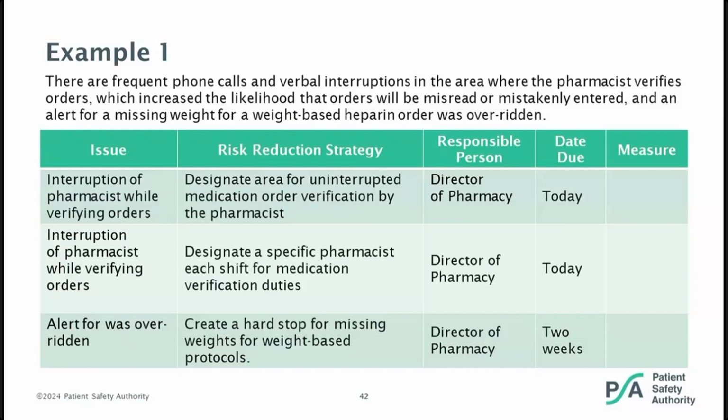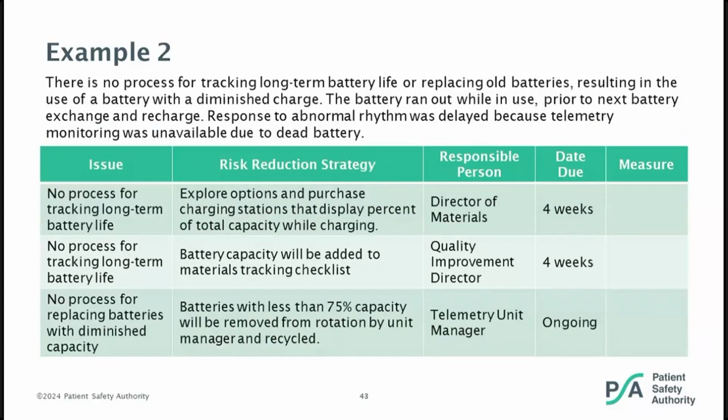Another example. So this example looks at the rechargeable batteries in EKG packs. As you may not know, rechargeable batteries actually have a finite lifespan. They're only good for so long. They're good for so many charges, and then they start losing their capacity, and then they go dead. So here, there's no process for tracking long-term battery life or replacing old batteries, resulting in the use of battery with a diminished charge. The battery ran out while in use prior to the next battery exchange and recharge. Response to abnormal rhythm was delayed because telemetry monitoring was unavailable due to a dead battery.